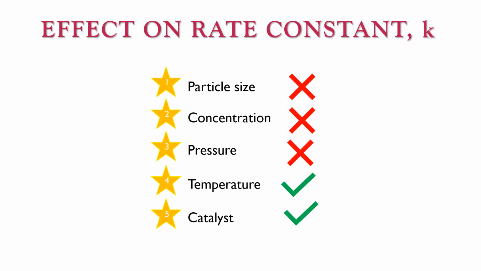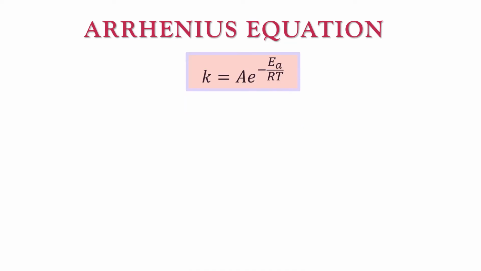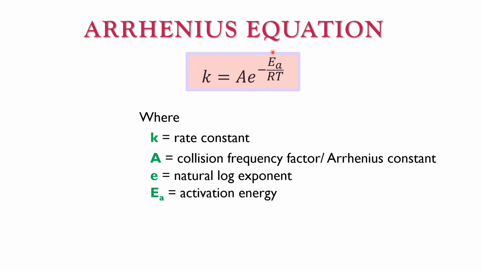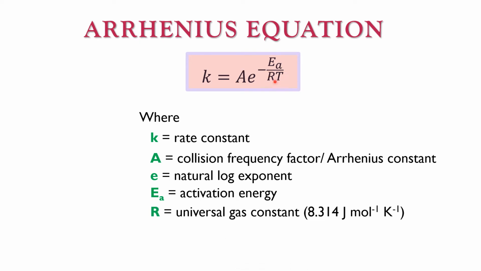presence of catalyst. To understand how temperature and catalyst affect rate constant, we will use Arrhenius Equation. This is Arrhenius Equation. K equal to A exponent negative EA over RT, where K is rate constant, A is collision frequency factor or Arrhenius constant, E is natural log exponent, EA is activation energy, R is universal gas constant with the value of 8.314 joule per mole per Kelvin, and T is absolute temperature in Kelvin.